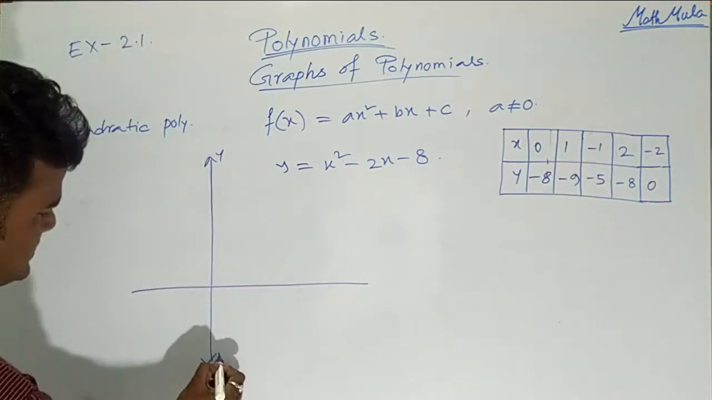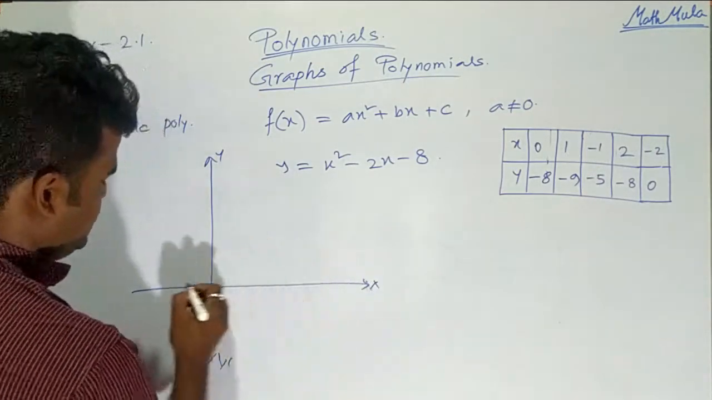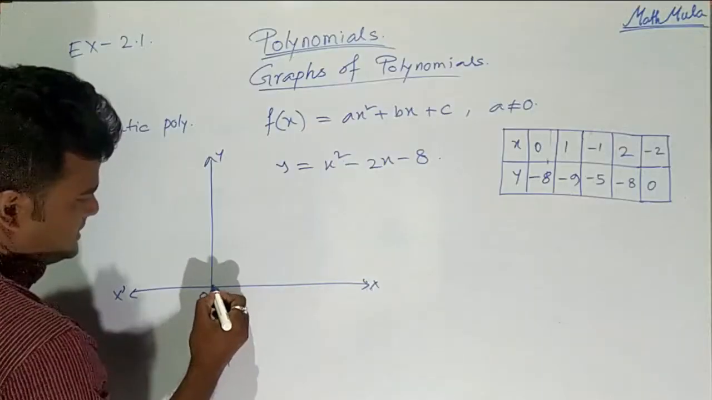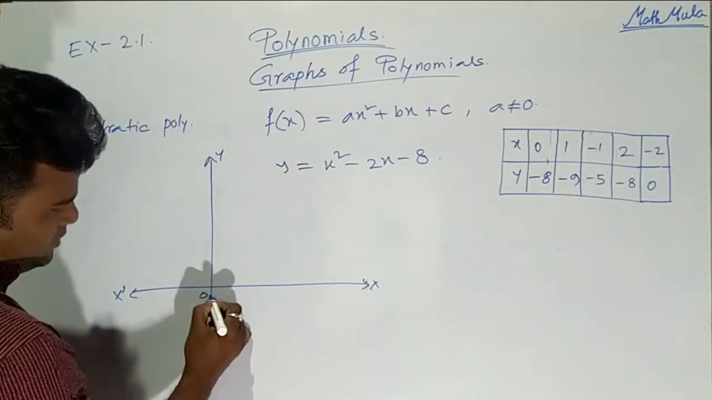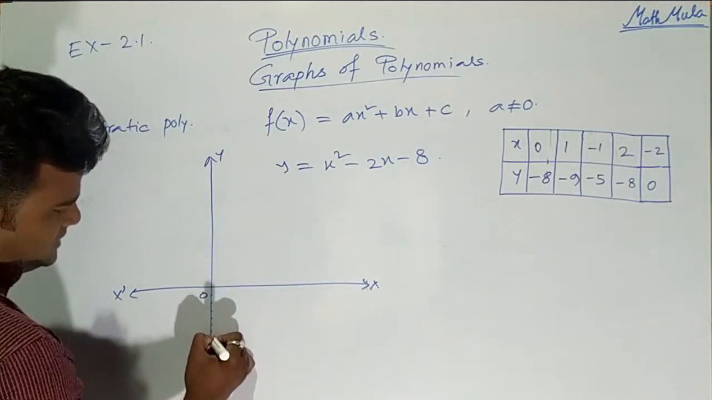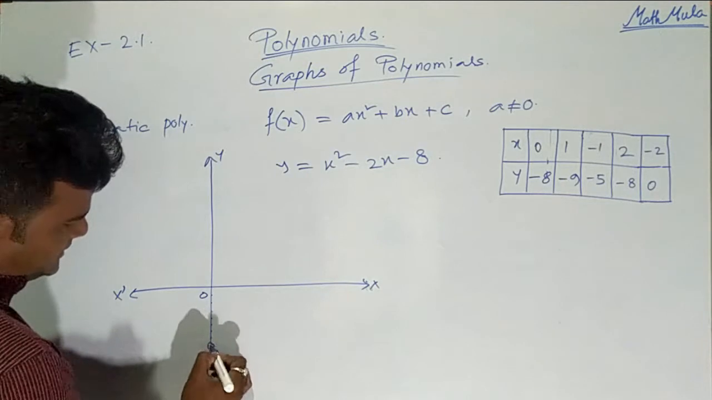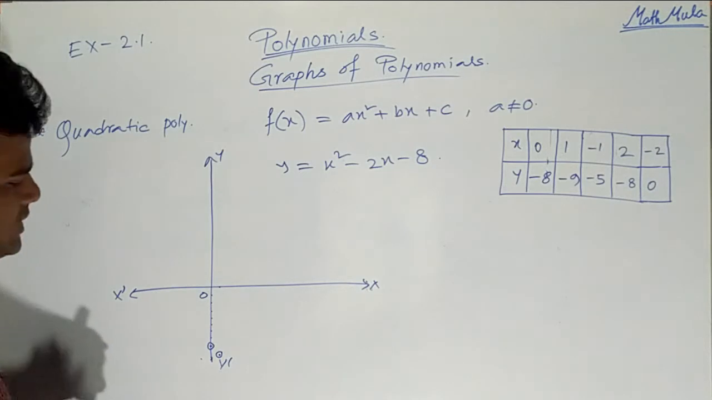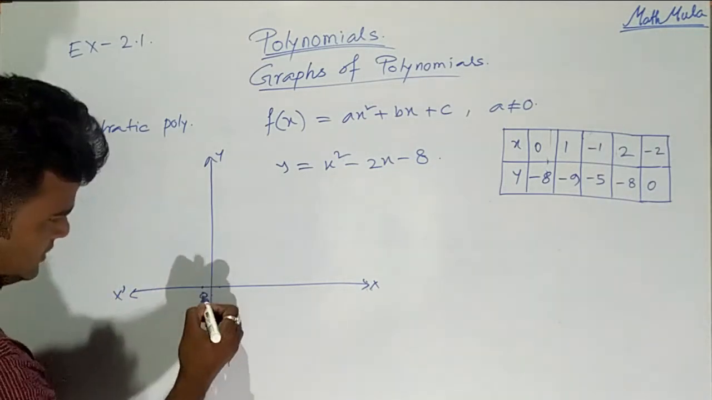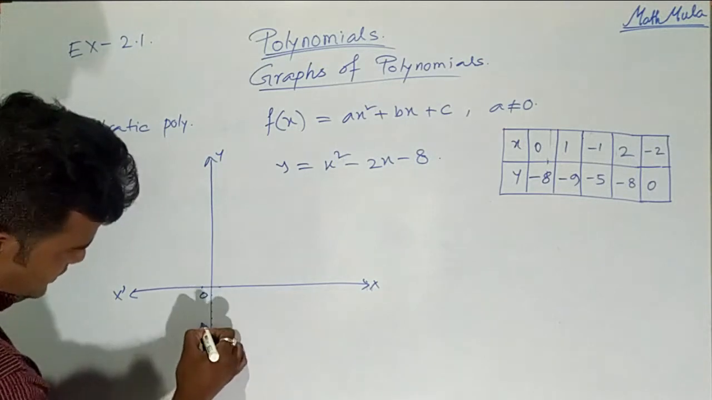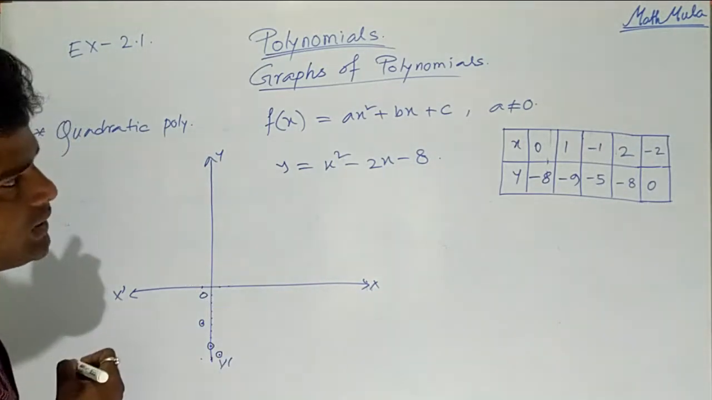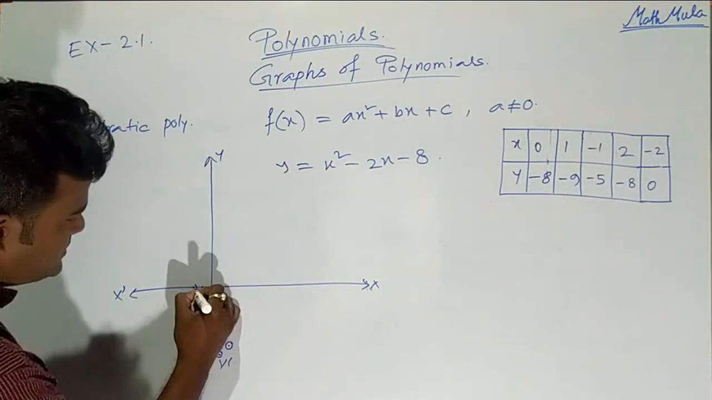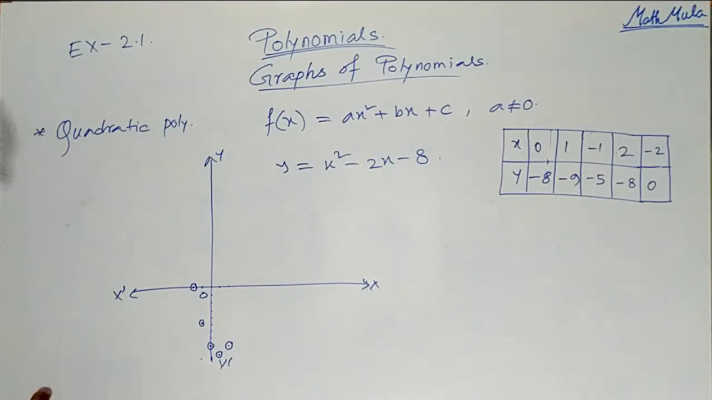Now we try to draw a graph using these coordinates. This is the y-axis, this is y prime, this is x and x prime, and this is O. Now the first coordinate (0, -8), that is x = 0 and y = -8. 1, 2, 3, 4, 5, 6, 7, 8. This one I mark it. Now x = 1 and y = -9. And x = -1, then y = -5, at this point. And x = 2 and y = -8 again. When x = -2, y = 0. That is this point. Now we try to join these points.